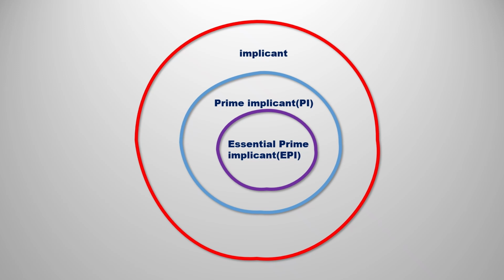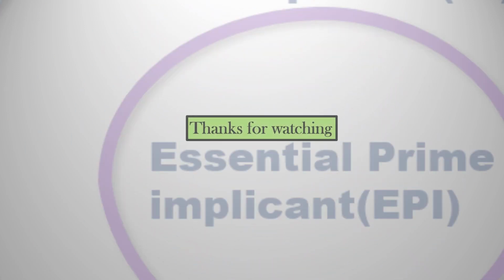We can also state that all the essential prime implicants are prime implicants. I hope you understood the difference between prime implicant and essential prime implicant, and why we only look at the essential prime implicants for the output, made clear with the help of the Venn diagram also.